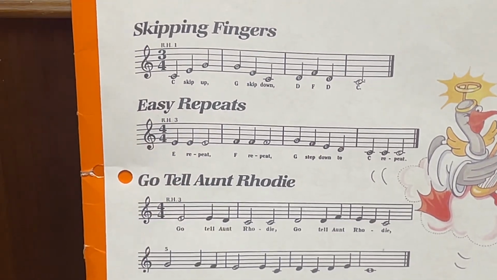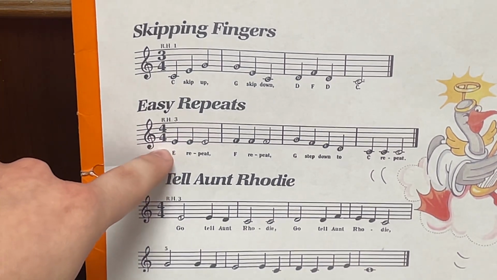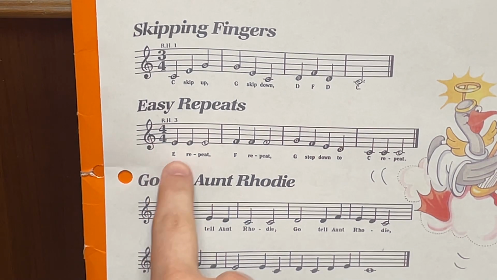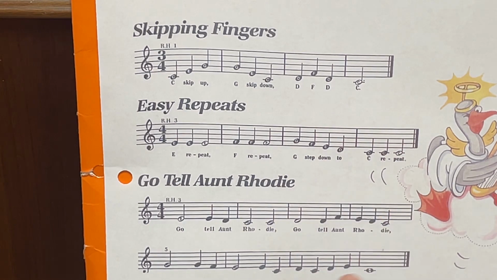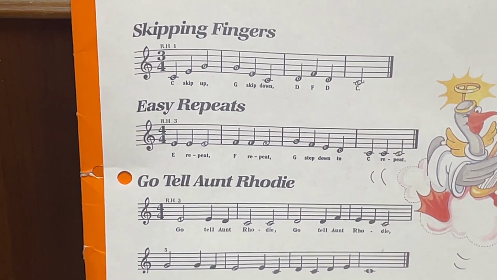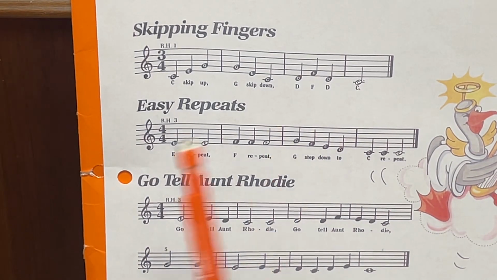I'm going to give you the first note, and I'll give you the context. The chord's this. So this first note here sounds like this. We'll do the words there. It says E repeat, F repeat, G step down to C repeat. Hopefully you can read that. We can use this as a sight reading example.